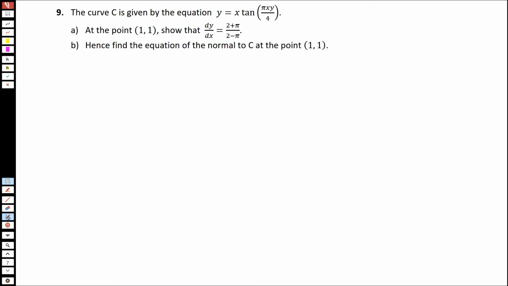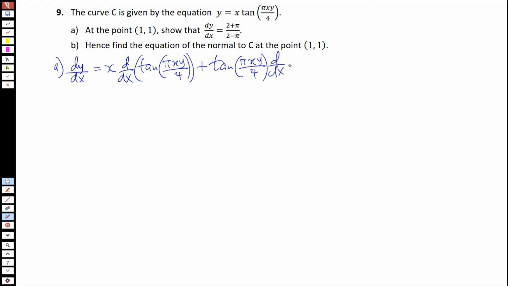So for part A, we have dy over dx will be equal to, now because we have a product of two expressions here, we shall apply the product rule. So x multiplied by the derivative of tan(pi xy over 4), plus tan(pi xy over 4) multiplied by the derivative of x.